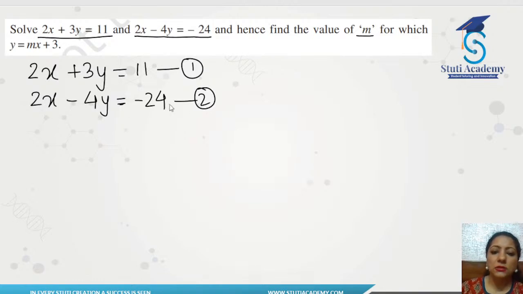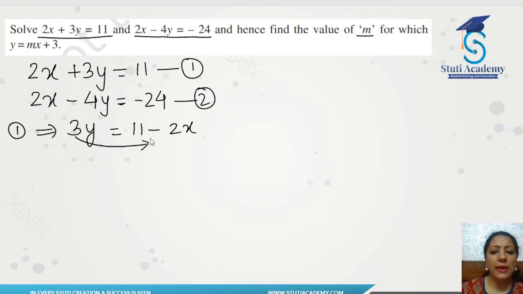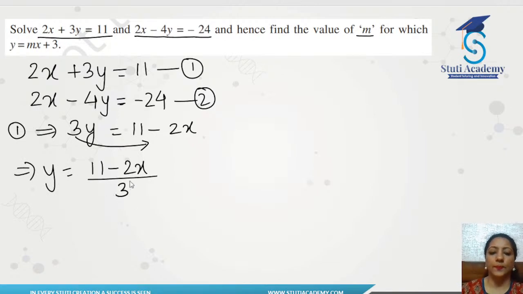Now let's take here the first equation. I'm writing here y in terms of x. So I'll take this 2x on the other side. I'll get 3y equal to 11 minus 2x. Now this 3 we can take on the other side. It will get divided. So we'll get y equal to 11 minus 2x over 3. This is the value of y we've got in terms of x.